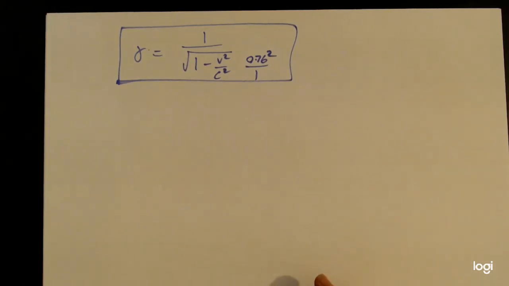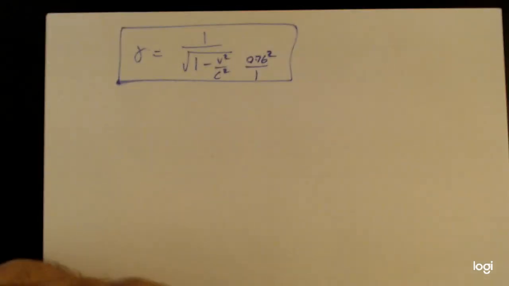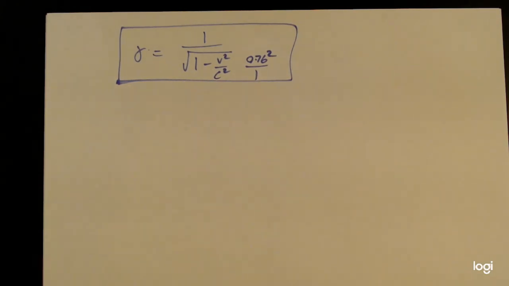Okay. Second question, a spaceship is traveling at a speed where the Lorentz factor is 2.5 and passes a stationary observer who measures the spaceship as having a length of 140 meters. What is the length of the spaceship when it's at rest? It is going to be longer than 140 meters, right?